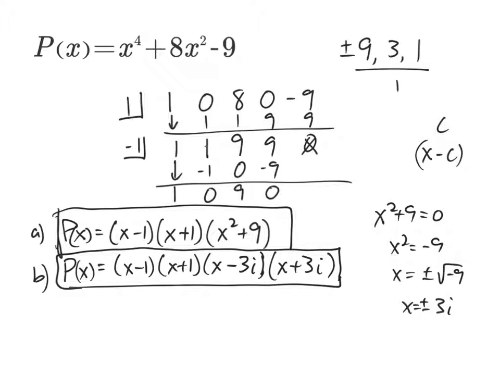An irreducible quadratic is a quadratic that cannot be reduced into two integers. So x minus an integer, that is not an integer, therefore this is an irreducible quadratic.